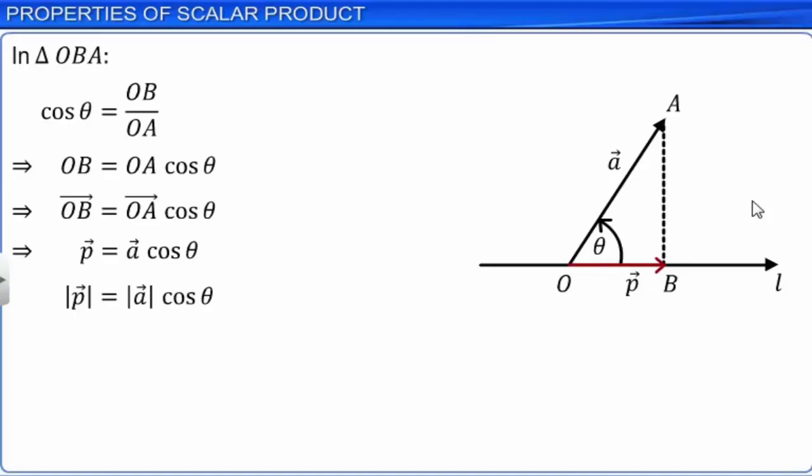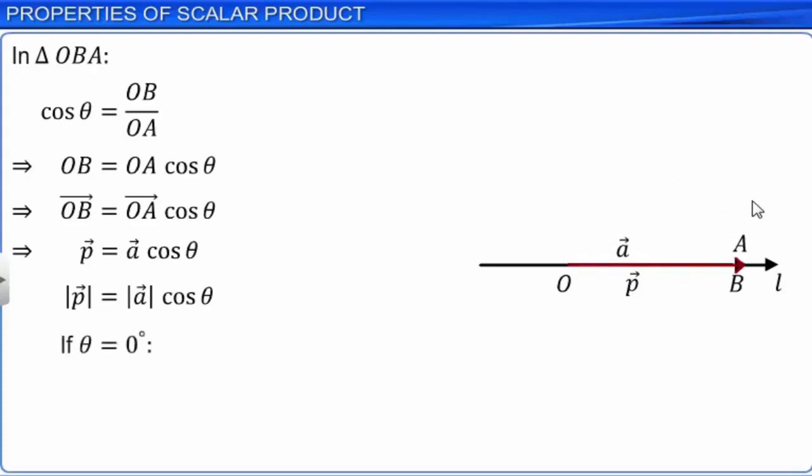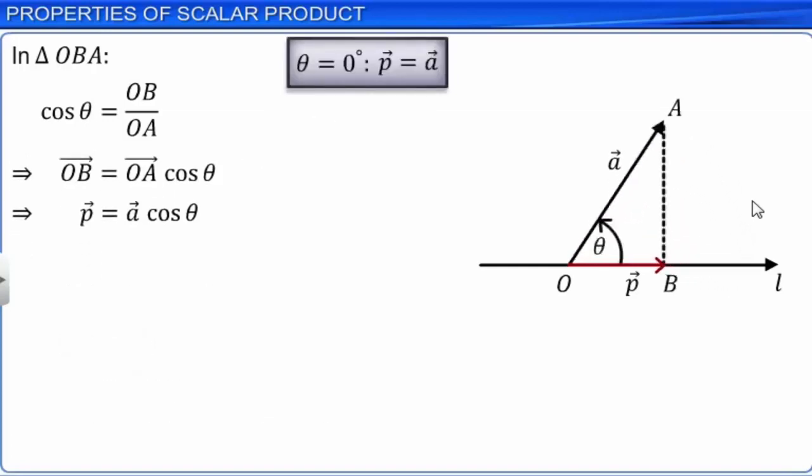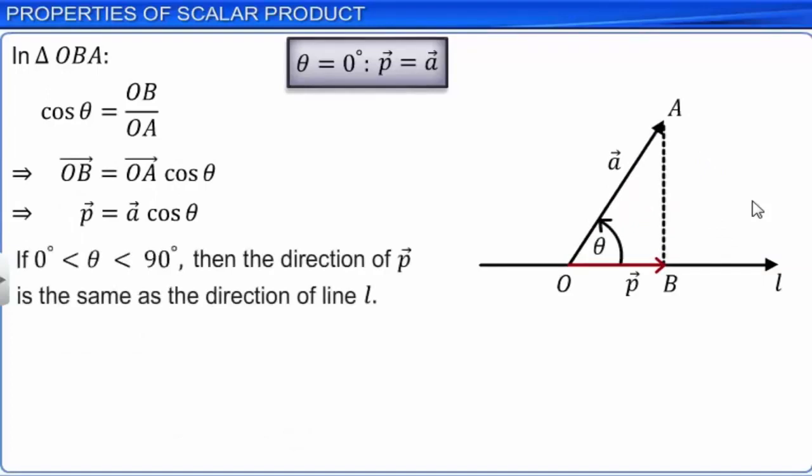The direction of projection vector P depends on the angle theta that vector A makes with line L. This leads to some interesting observations. If theta is equal to 0, then vector A lies along line L and projection vector P is the same as vector A and has the same direction as line L. When angle theta lies between 0 and 90 degrees, projection vector P points in the same direction as line L.